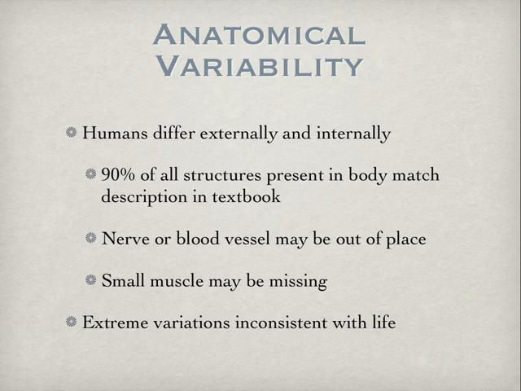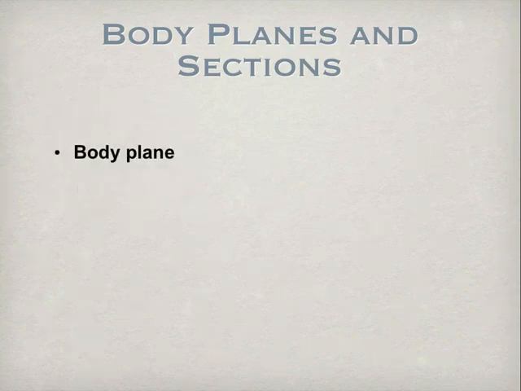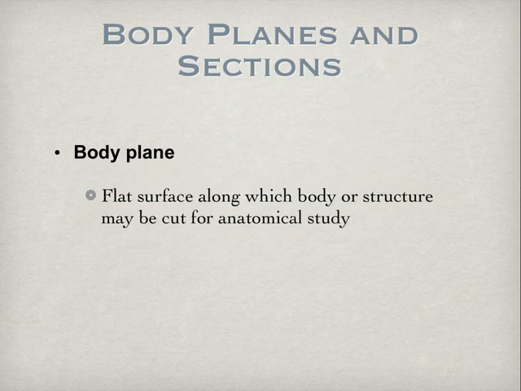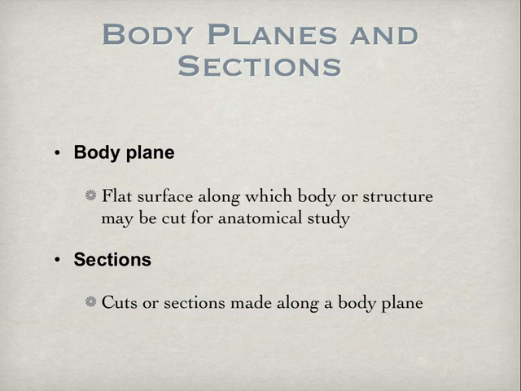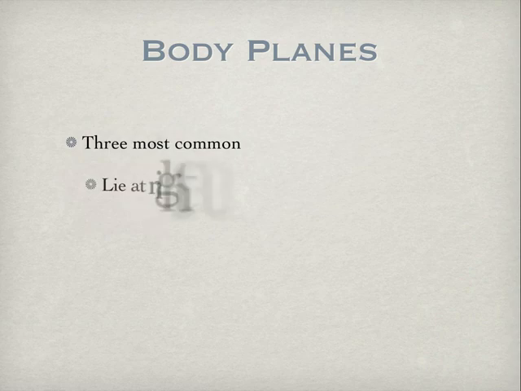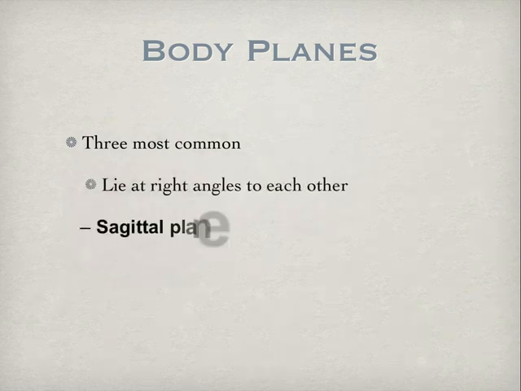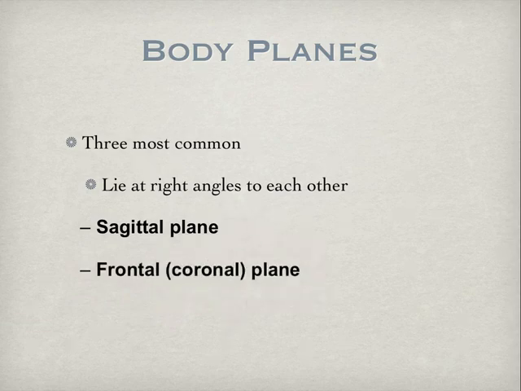Next, we'll talk about body planes and sections. A plane is any flat surface that we can cut the body into anatomically and make observations. A section, on the other hand, is a cut made along a body plane. And we'll see some examples over the next few pages. First, body planes. There are three most common ways to divide a body so we can examine it. They're at right angles to each other, and the first we'll take a look at is the sagittal plane. The next we'll consider will be the frontal plane, sometimes called a coronal, and then finally a transverse or horizontal plane. We'll discuss sagittal first and then move on to the next.